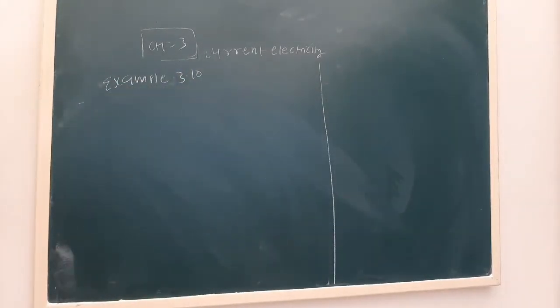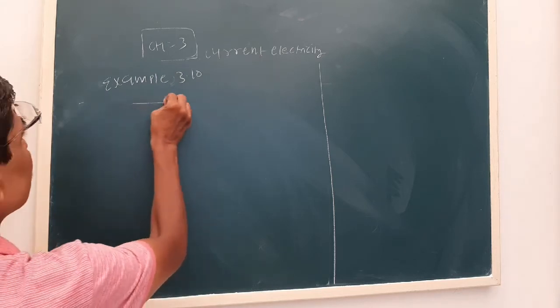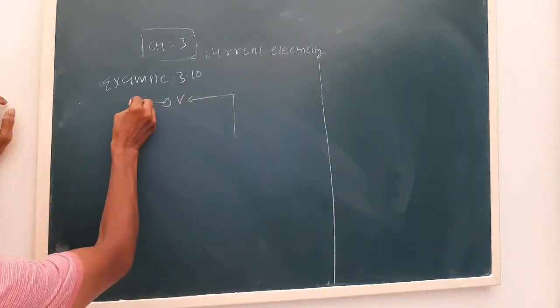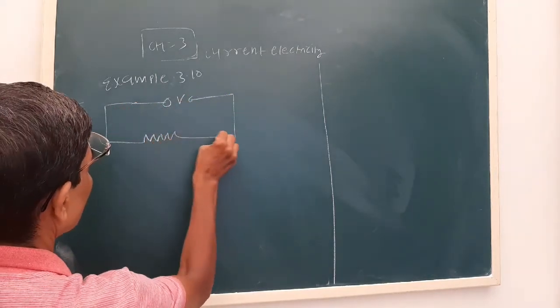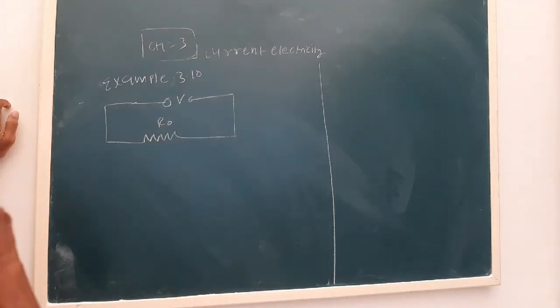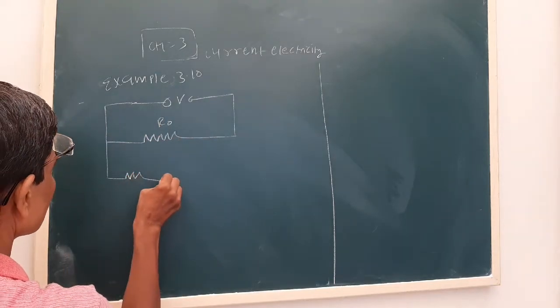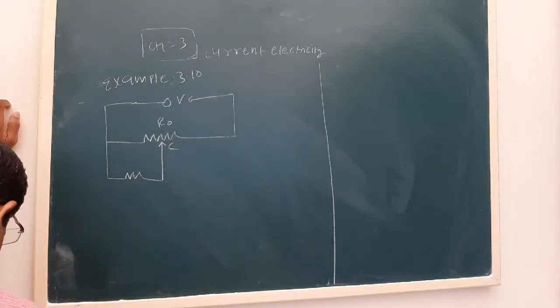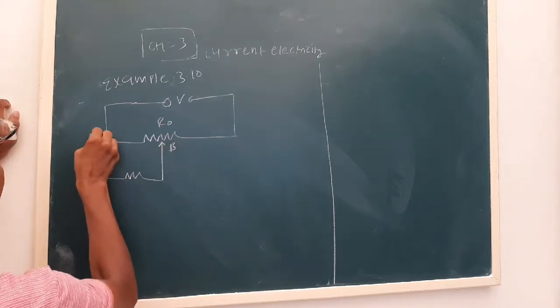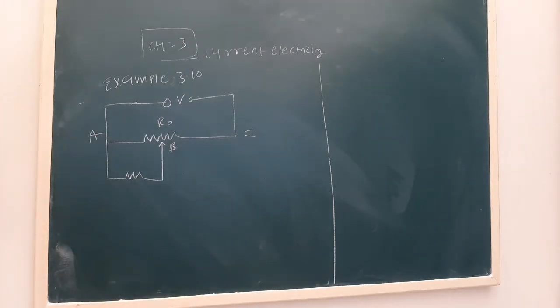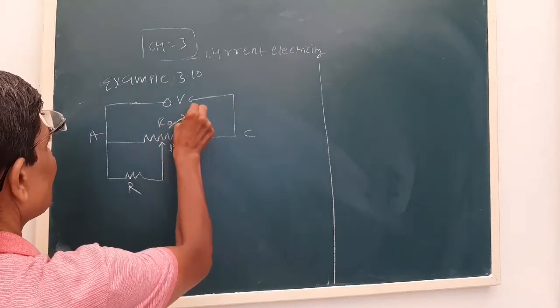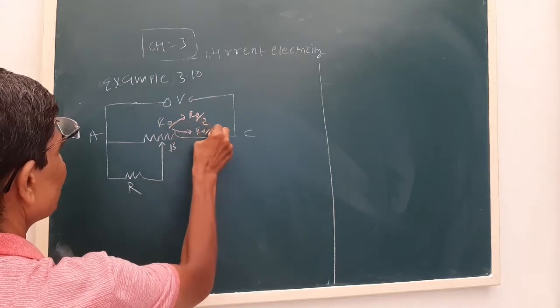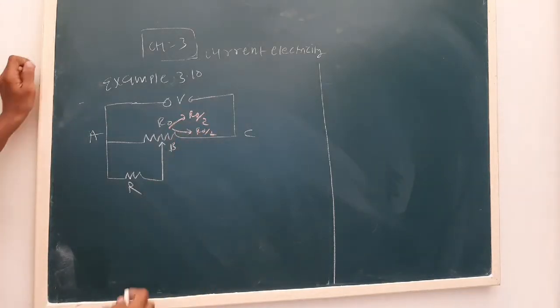See, this is an important one from the point of view of examination. Here is a battery connected with the resistor R0, and a resistor R. R0 is a potential divider with points A, C, and B here. This point B divides it into two parts, R0 by 2 and R0 by 2. So how will the circuit be drawn again?